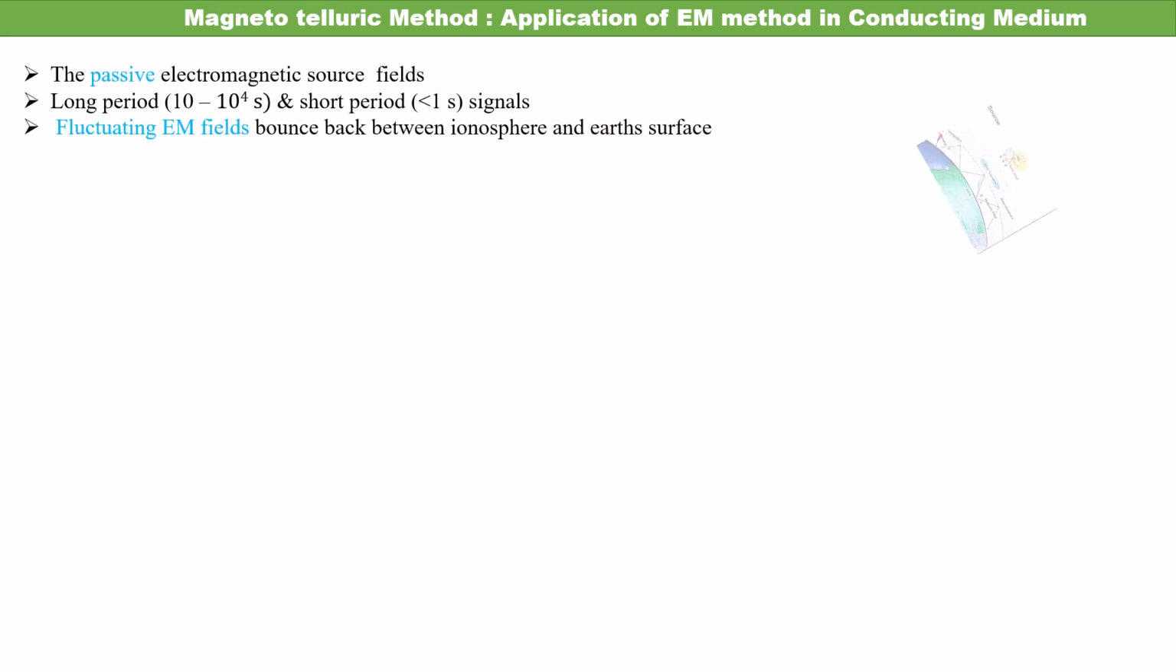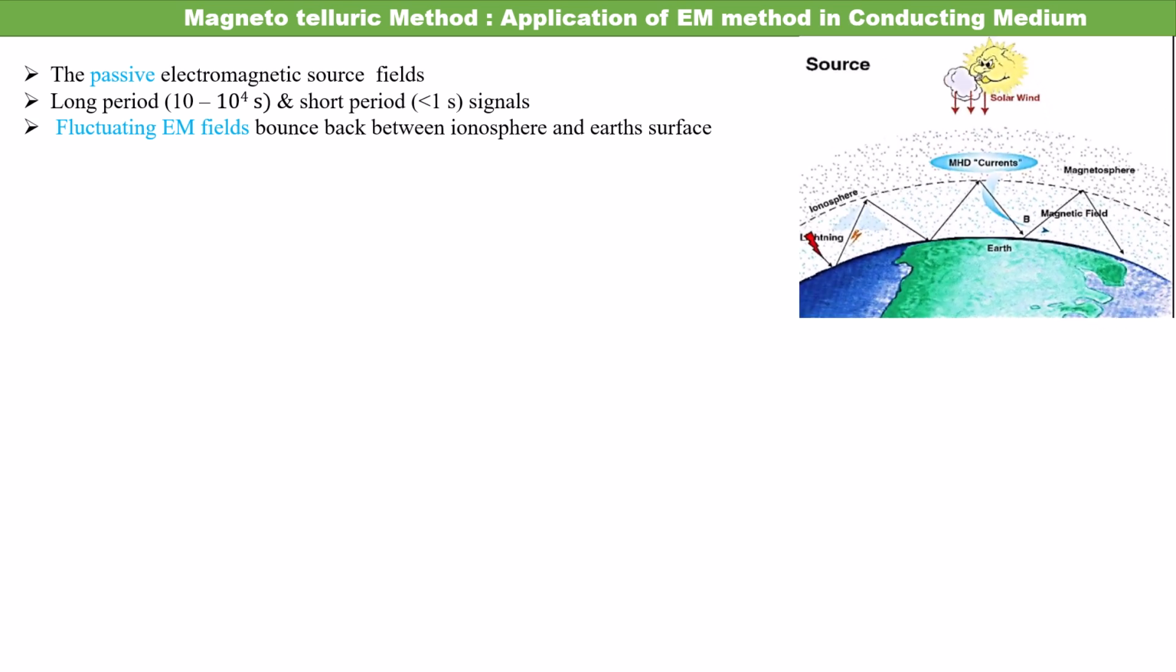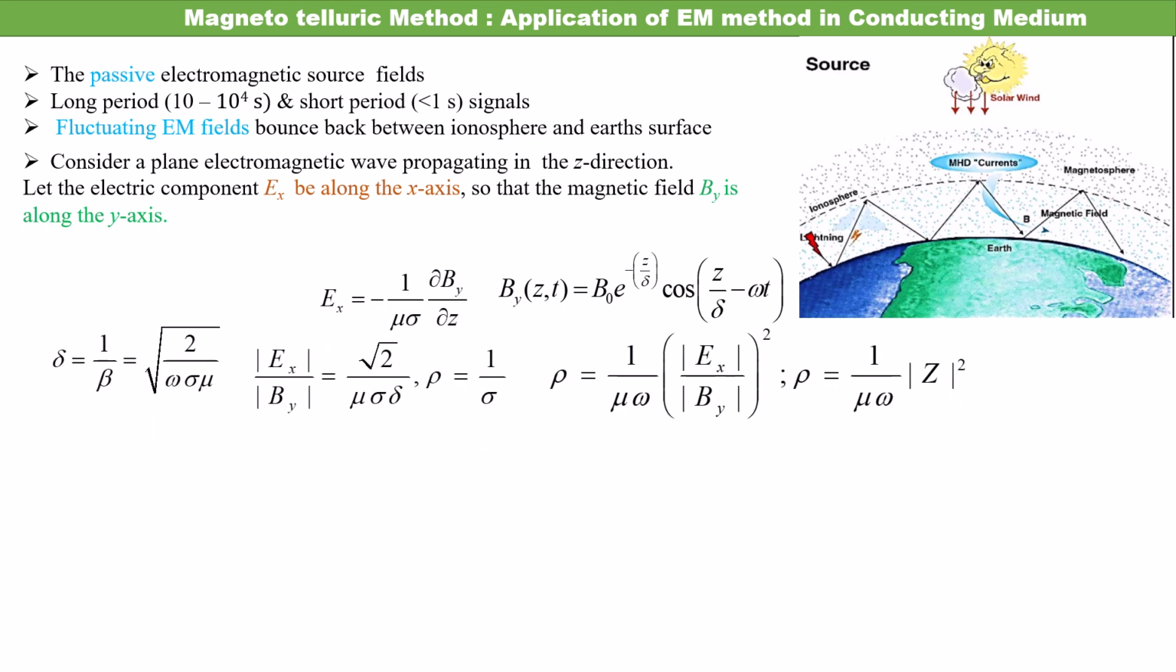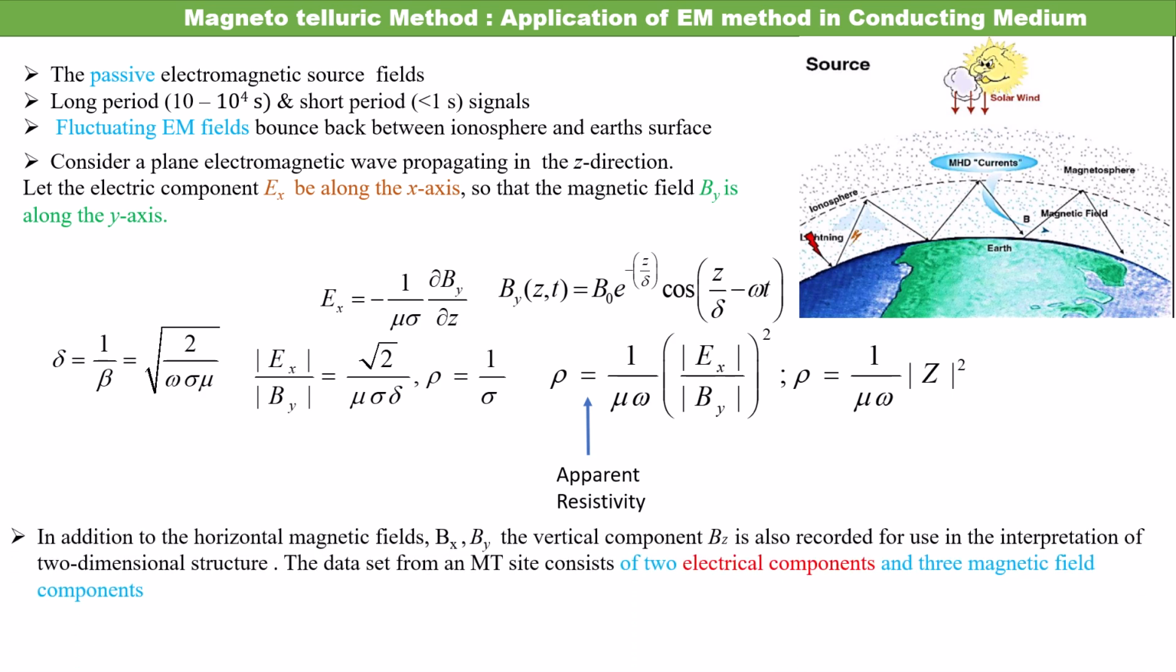So this slide is very common to you. I have delivered this slide as the basics of the electromagnetic method. This is a passive electromagnetic method. There will be long period and short period waves, and there will be components of the electric field and the magnetic field. Our basic objective will be to derive the impedance tensor and the resistivity, the apparent resistivity, which is dependent upon the mod square of the Z. In detail, I'll be discussing all these things.